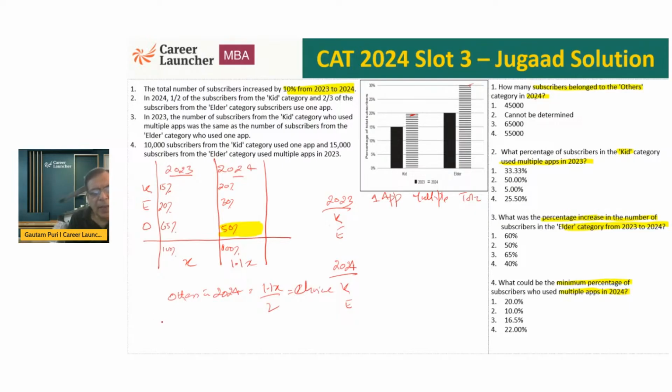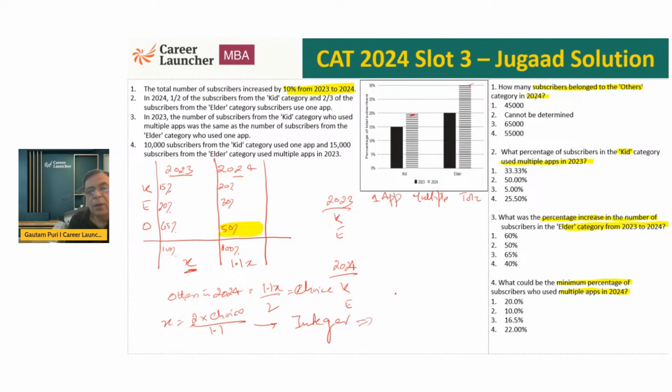So what is X going to be? X is going to be twice the answer choice divided by 1.1. Now what does that mean? 2 is not a multiple of 1.1, so the choice should be a multiple of 11. Why? Because otherwise X will not be an integer. After all, the number of subscribers has to be an integer. You cannot have 283.5 people subscribing for something; it will be either 283 or 284. So X, the number of subscribers in 2023, has to be an integer.